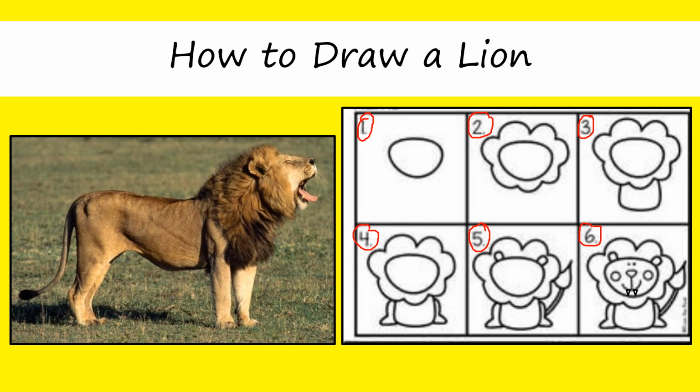So you might do labels for the fluffy mane. You might do labels for the 2 ears, for the long tail, for the 4 paws. Any features that you can see on the lion.